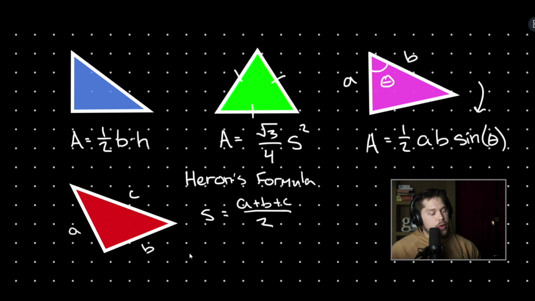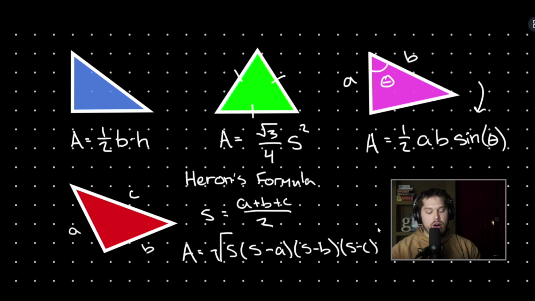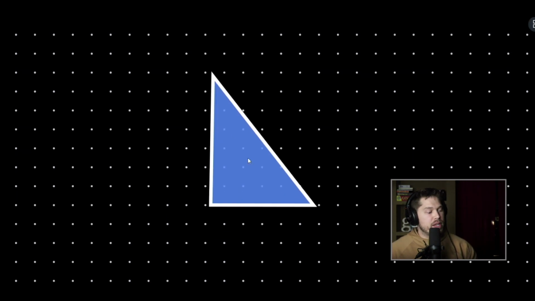And then the area formula, it's kind of a long one. The area is equal to the square root of S times S minus A times S minus B, all times S minus C. And again, this is all under your square root. So here are the 4 formulas for area of a triangle. Now let's check out some practice examples.